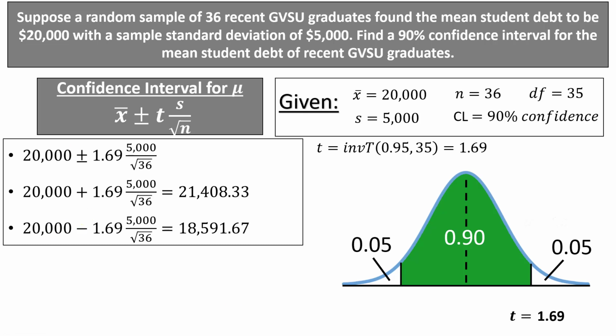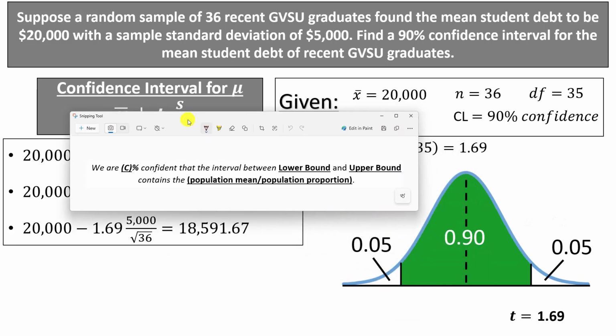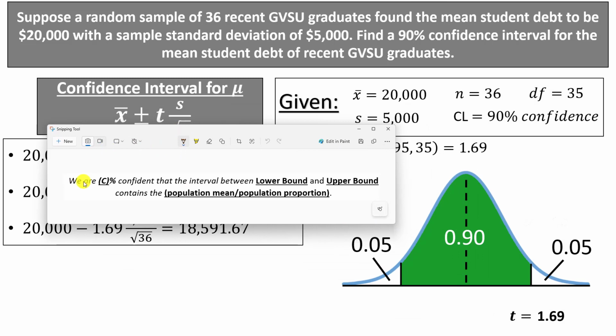At this point, the only thing we have left to do is to write our conclusion. And we're going to write our conclusion in the same general template that we used in the previous video. If you forgot what that general interpretation looks like, here it is. The general interpretation for a confidence interval is that we are C% confident that the interval between our lower bound and upper bound contains the, and then we're going to state either the population mean or proportion, depending on which type of confidence interval we are doing.